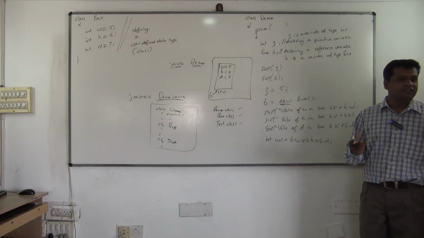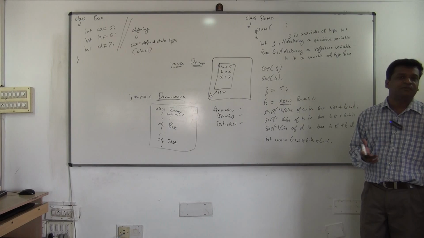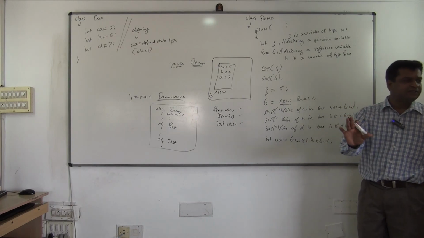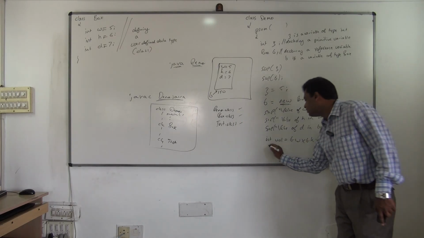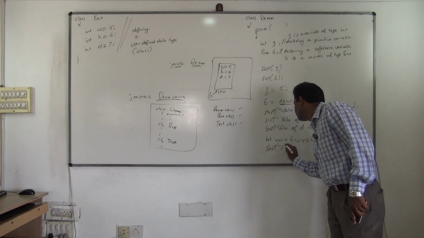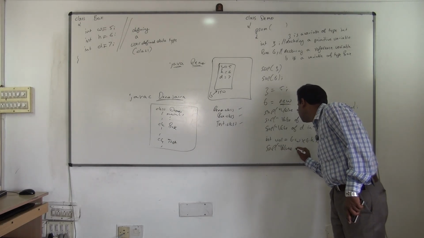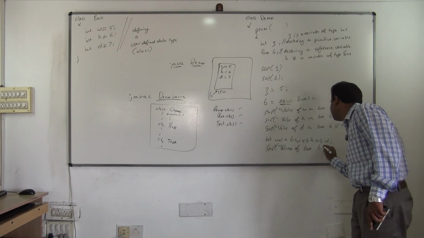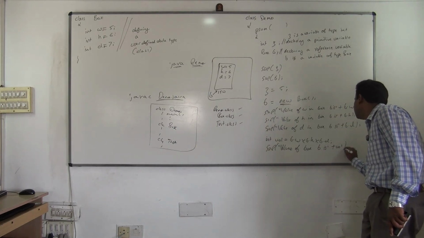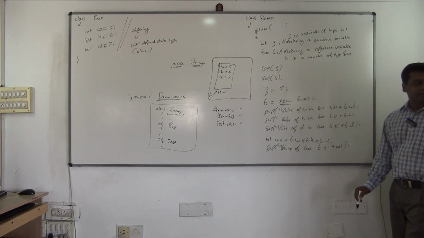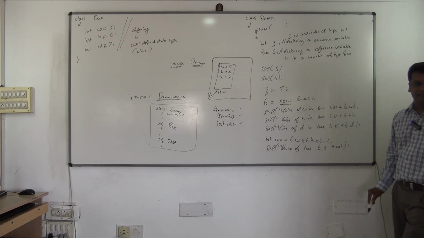Assignment operator, what does it do? It assigns the value from the right hand side to the left hand side variable. And you can print now. SOP, volume of box B is plus volume. Are you clear? So this is how it is getting executed.